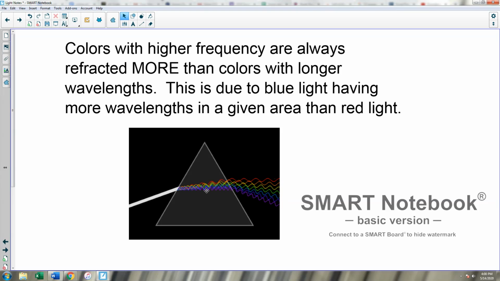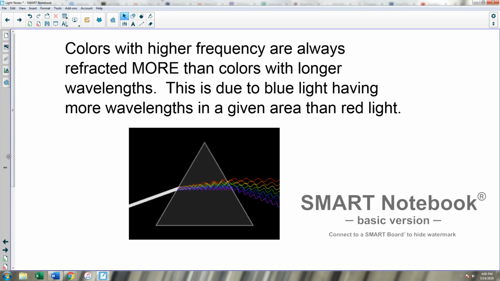The reason that it separates is that we said that the wavelength is shortening. In the same area, there are a lot more violet wavelengths than red wavelengths. So if I have 1.5 times as many violet wavelengths in the same area, the violet wavelengths are going to shorten a lot more significantly than the red ones. As a result, violet, or blue, always slows down more than red light. Red light is the least affected by the refraction.